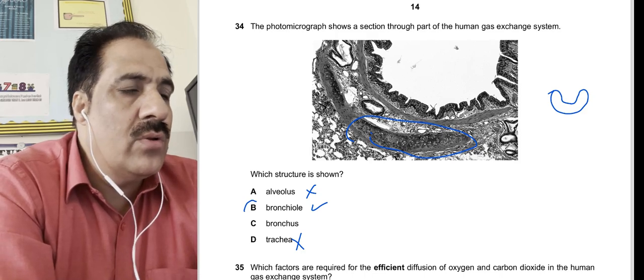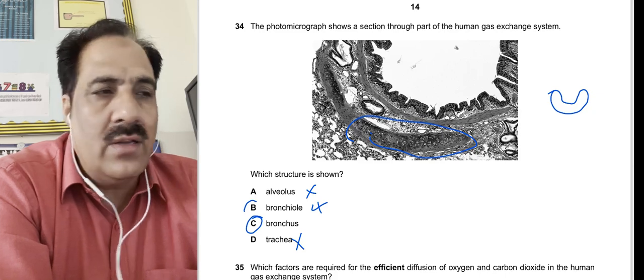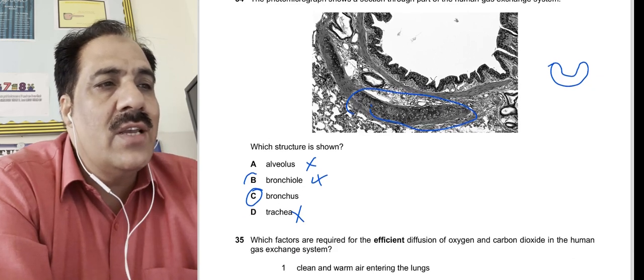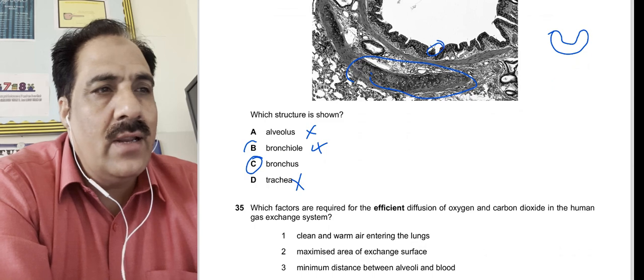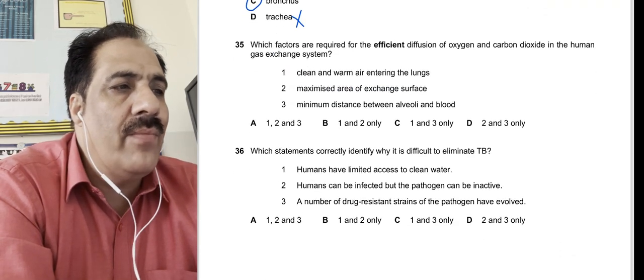So bronchiole does not contain the cartilage. So it is the bronchus which has the cartilage scattered and the wall is also thick, and there are some cilia present as well.